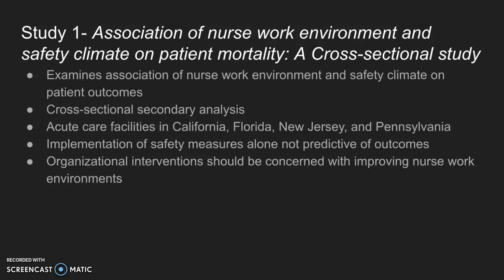They looked at basically the implementation of safety measures alone as not being predictive of patient outcomes. Things like your fall bundles, sepsis bundles, stuff like that we normally do because we realize it helps keep our patients safe, but at the end of the day, the workload some of those things take to perform outweighs the benefit. They also found that organizational intervention should be more concerned with improving nurse work environments. So your staffing ratios, it should be looking more at the sustaining measures that you're performing to keep your patient alive versus just safety issues alone.